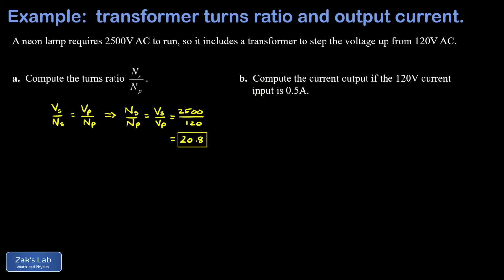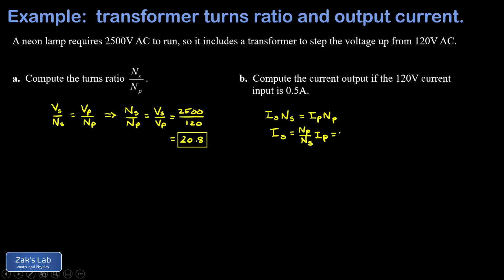To answer the question about current output in part B, we use our second transformer equation relating current and the number of turns in the coils. So I have IsNs equals IpNp. And what we're looking for here is the secondary current, the current output. So that's Is. And we divide out the Ns to solve for that.